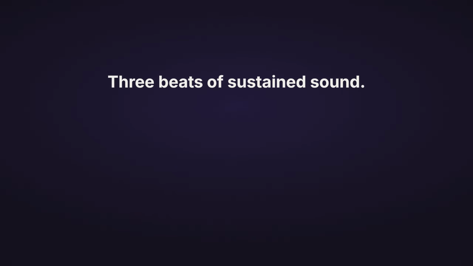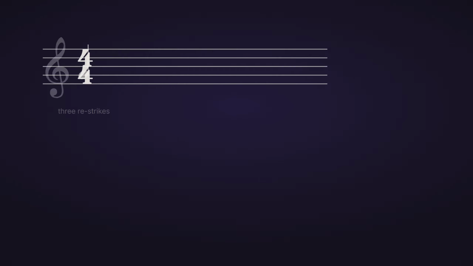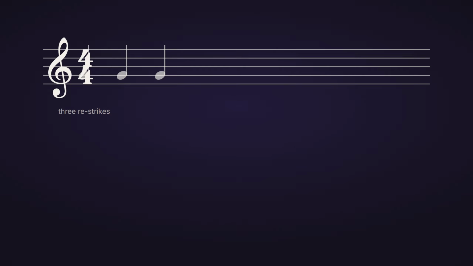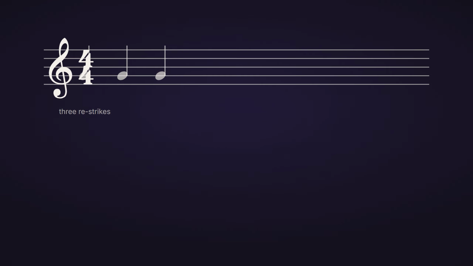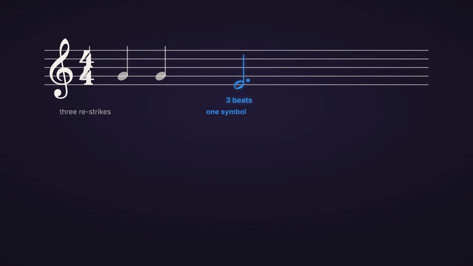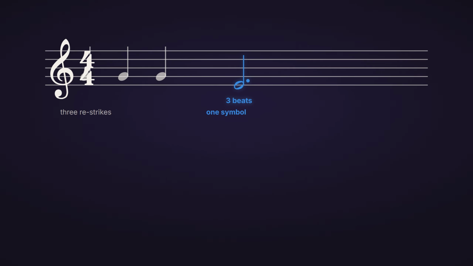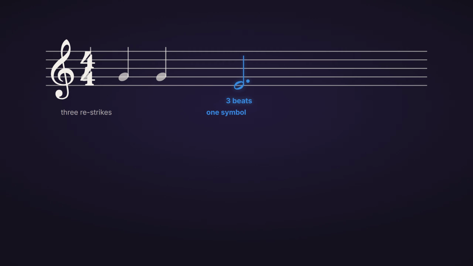3 beats of sustained sound. That is the goal. You could write 3 separate quarter notes and restrike the key 3 times, producing 3 distinct attacks 1 beat apart. Or you could write a single symbol that tells the performer to hold for all 3 beats at once, with only 1 attack at the start and a continuous sound through the second and third beats. Those are 2 completely different results even though the total duration is identical.